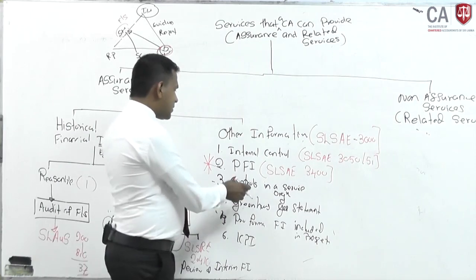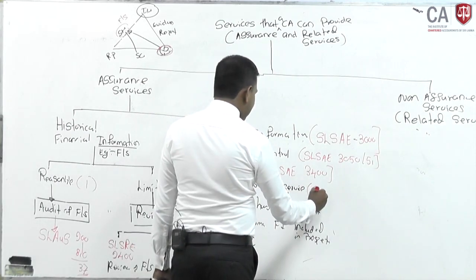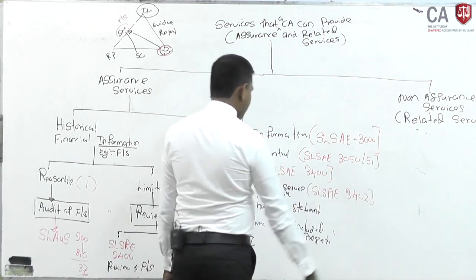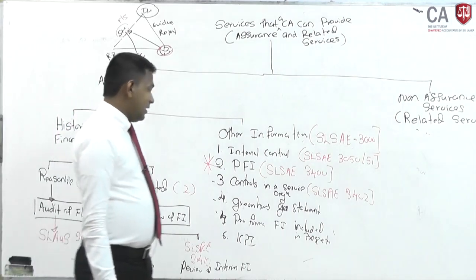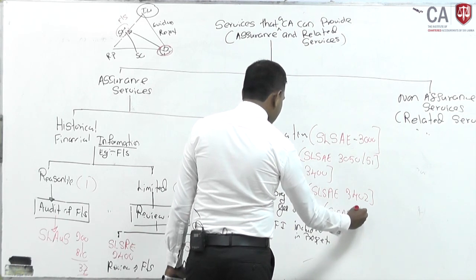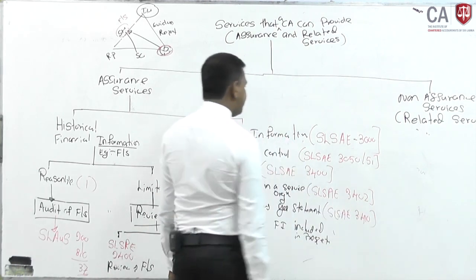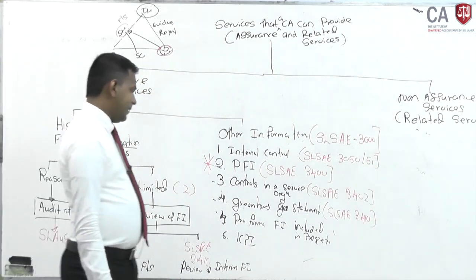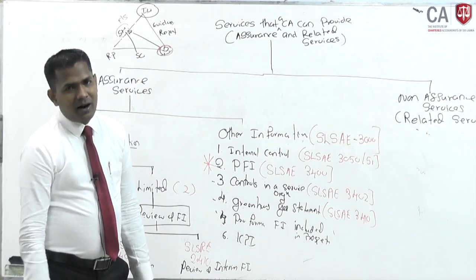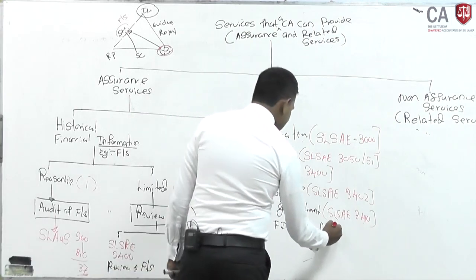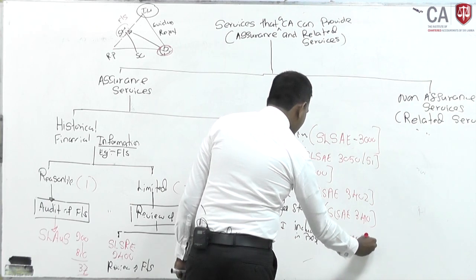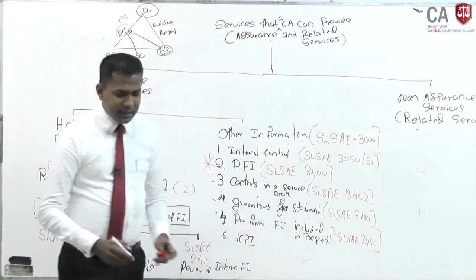Right? Then controls in a service organization, Sri Lanka Standard on Assurance Engagement 3402. Greenhouse gas statements, Sri Lanka Standard on Assurance Engagement 3410. Right? Then pro forma financial information to be included in the prospectus of the company, that is Sri Lanka Standard on Assurance Engagement 3420. Right?